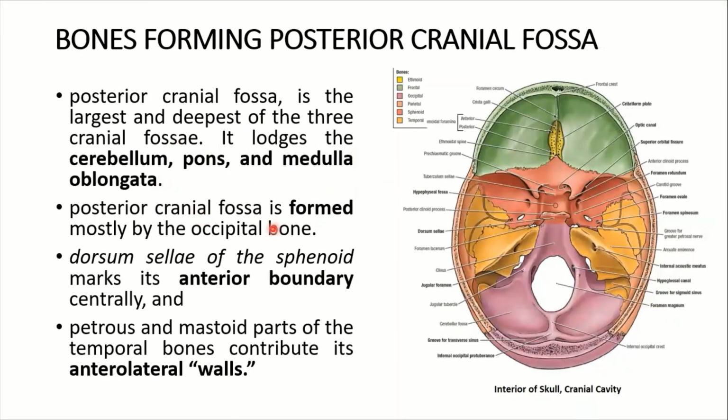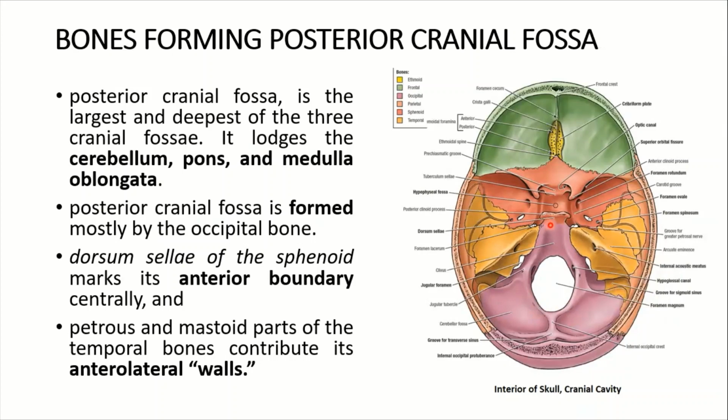the medulla. It is formed mostly by the occipital bones, right? This is the foramen magnum, and the occipital bones. This is of course present in the occipital bone. This you could see, right? So this is a large foramen.